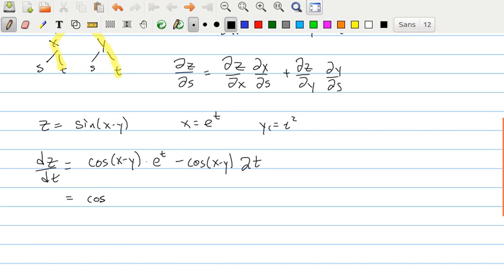So this gives us cosine of e to the t minus t squared times e to the t minus cosine of x minus y times 2t. And of course, in this case, we can factor out the cosine. So we've got cosine of e to the t minus t squared times e to the t minus 2t.